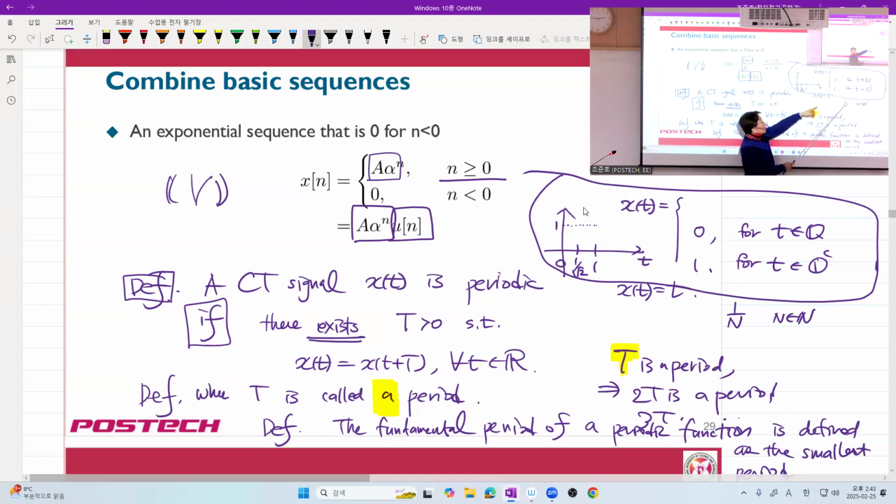This is rational, and that is irrational. If you add, it becomes irrational, right? So the value is 1. If you add 2 over n, still irrational. So what you can easily see is that this 1 over n for any natural n is a period of this signal. And if you increase n, the period reduces, right? And there is no smallest period.